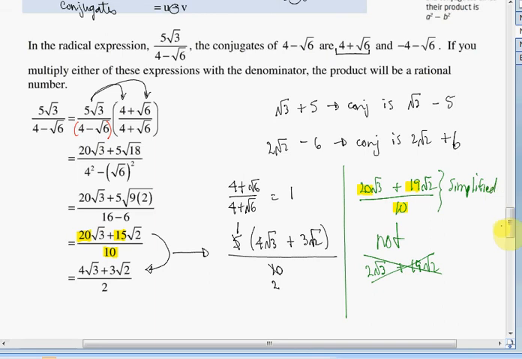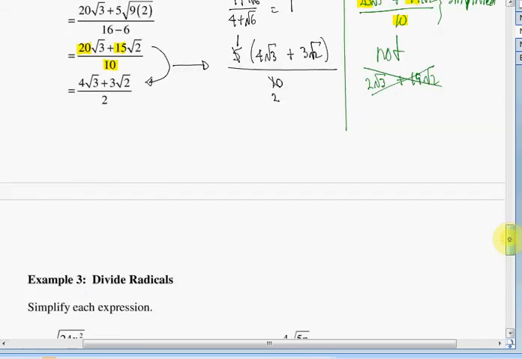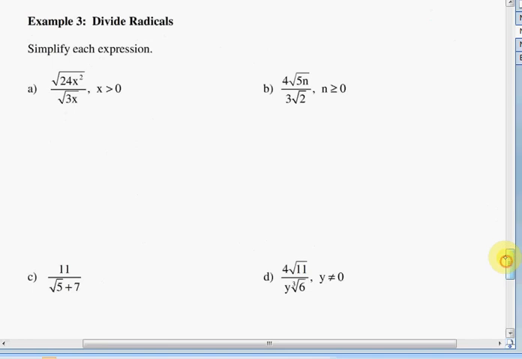Okay? All right, so let's try out some examples. Now, if we take a look at our first one, we don't have any coefficients that we have to worry about. So all we're doing is dividing the radicals. And notice that 3x fits into 24x squared. So why don't we just put them together under the same radical sign.